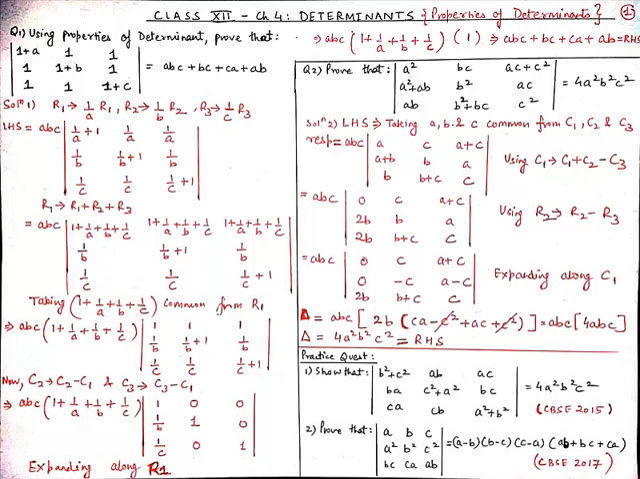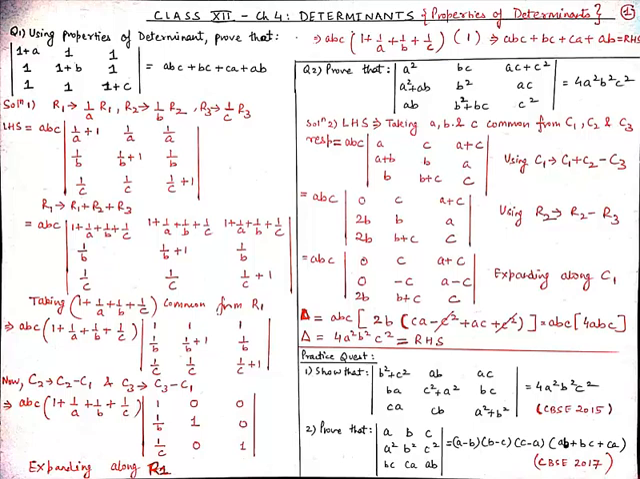So here, see the elements of row R1, which are 1 plus a, 1 and 1. We divide all the elements of row R1 by 1 upon a, row R2 by 1 upon b, and row R3 by 1 upon c. So we can write this as R1 tends to 1 upon a R1, R2 tends to 1 upon b R2, R3 tends to 1 upon c R3. So here we are dividing the elements of our determinant by some scalar values which are 1 upon a, 1 upon b, and 1 upon c.